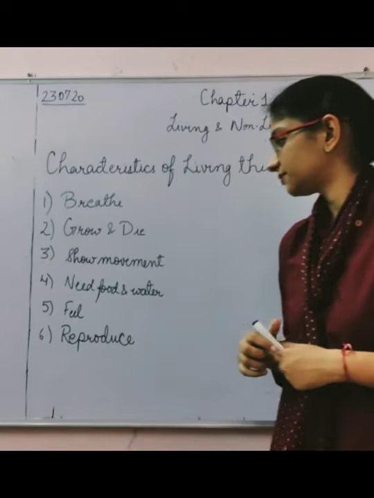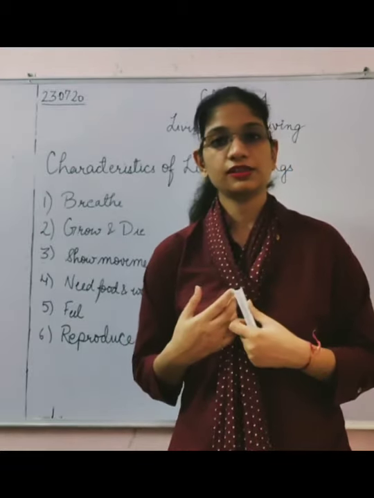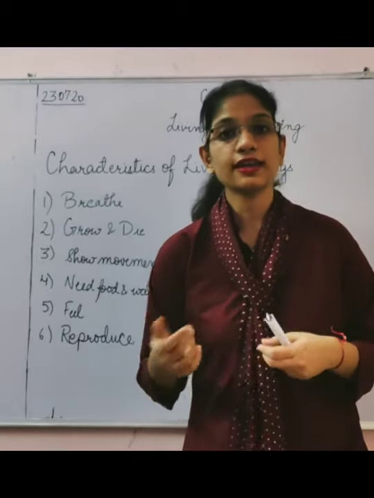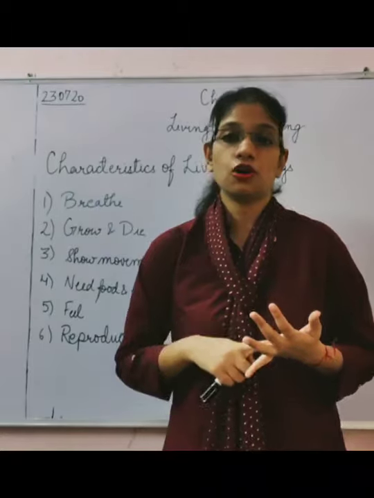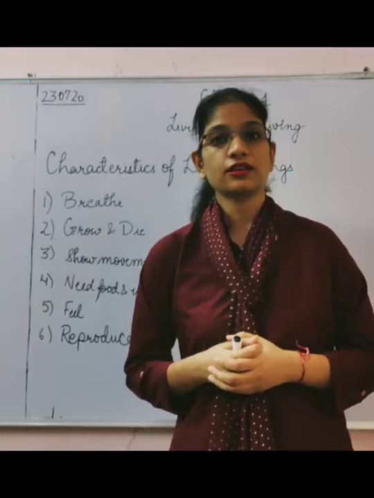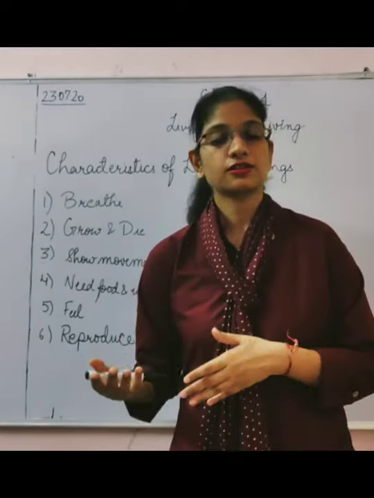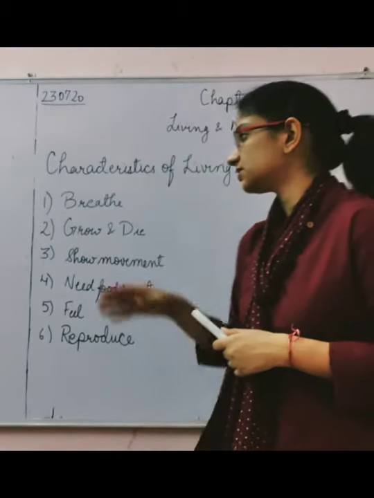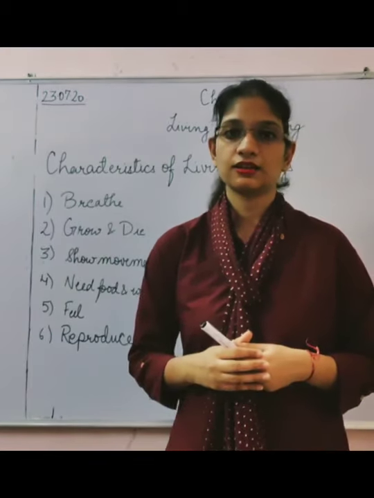Okay, next, reproduce. All living things reproduce. Human beings give birth to babies. Animals give birth to young ones or lay eggs. Animals like lion, tiger, cats, dogs, cow, they all give birth to young ones. On the other hand, fish, turtles, birds, there are certain animals and birds that lay eggs. So, these are the characteristics of living things. These are very easy, aren't they?